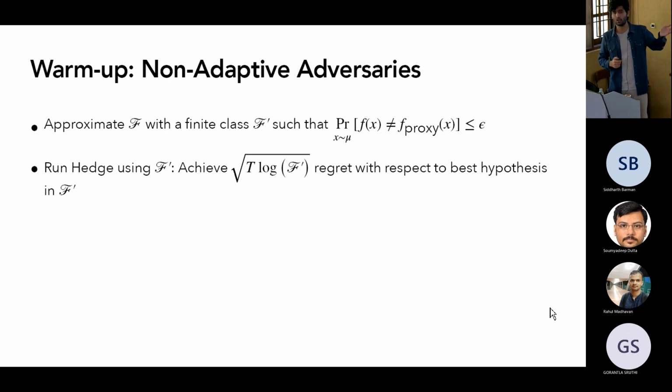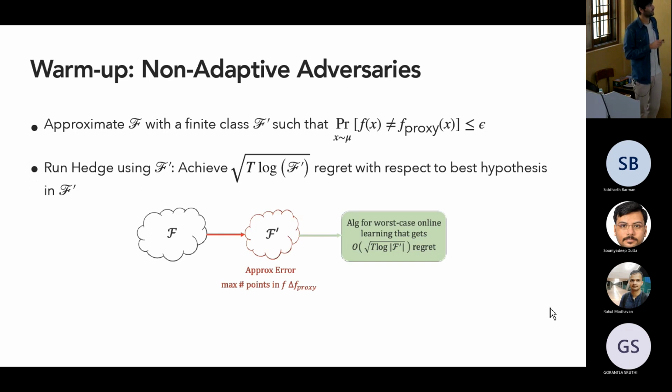Then you can just run your favorite online learning algorithm on this finite subclass, and you get regret that is like square root t times log f. But importantly, with respect to the best hypothesis in f prime, not the best hypothesis in f. That's what the regret guarantee would be. So this is okay up to this issue that you're only getting regret with respect to the best hypothesis in f prime. The hope is that somehow this is enough, and this is a cartoon picture of what's happening. You have f, you approximate it with f prime, and then you get appropriate regret.